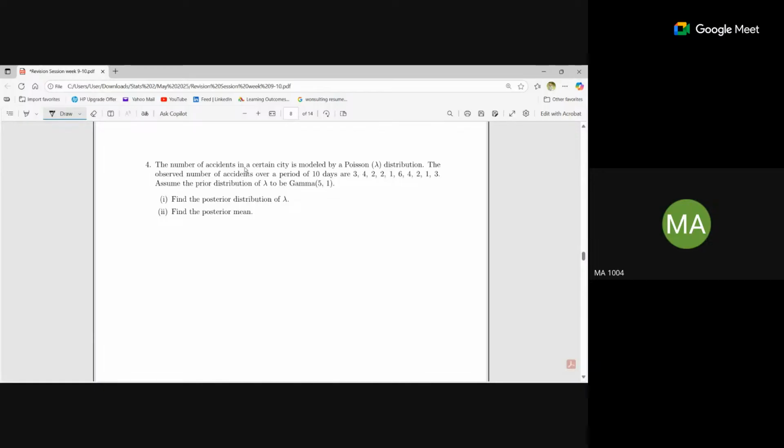The question is, the number of accidents in a certain city is modeled by Poisson with parameter lambda. The observed number of accidents over a period of 10 days are this, and assume the prior distribution of lambda to be gamma 5, 1. So lambda is following a gamma distribution. For a gamma, the pdf is x raised to the power alpha minus 1, e raised to the power minus beta x. So 5 is my alpha and 1 is my beta.